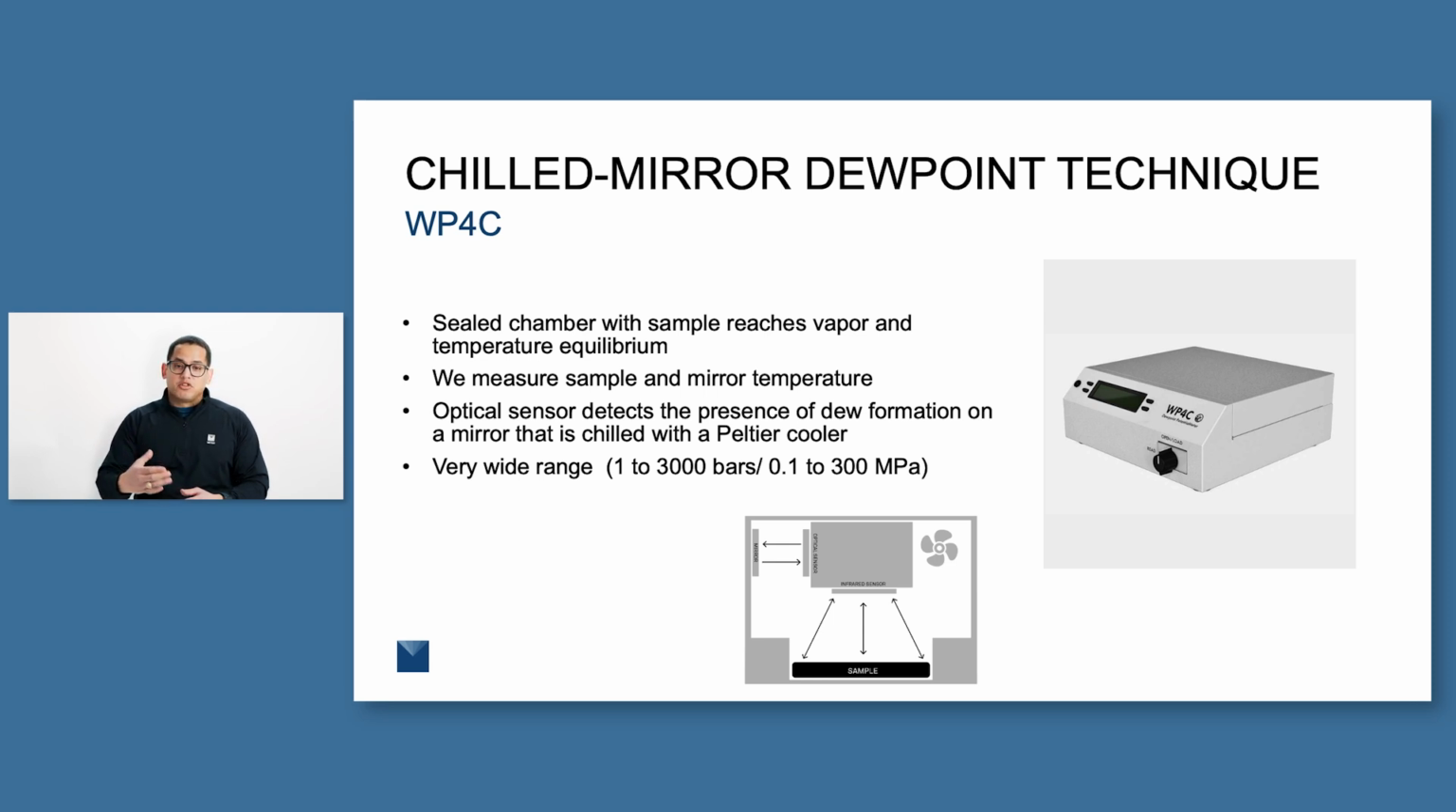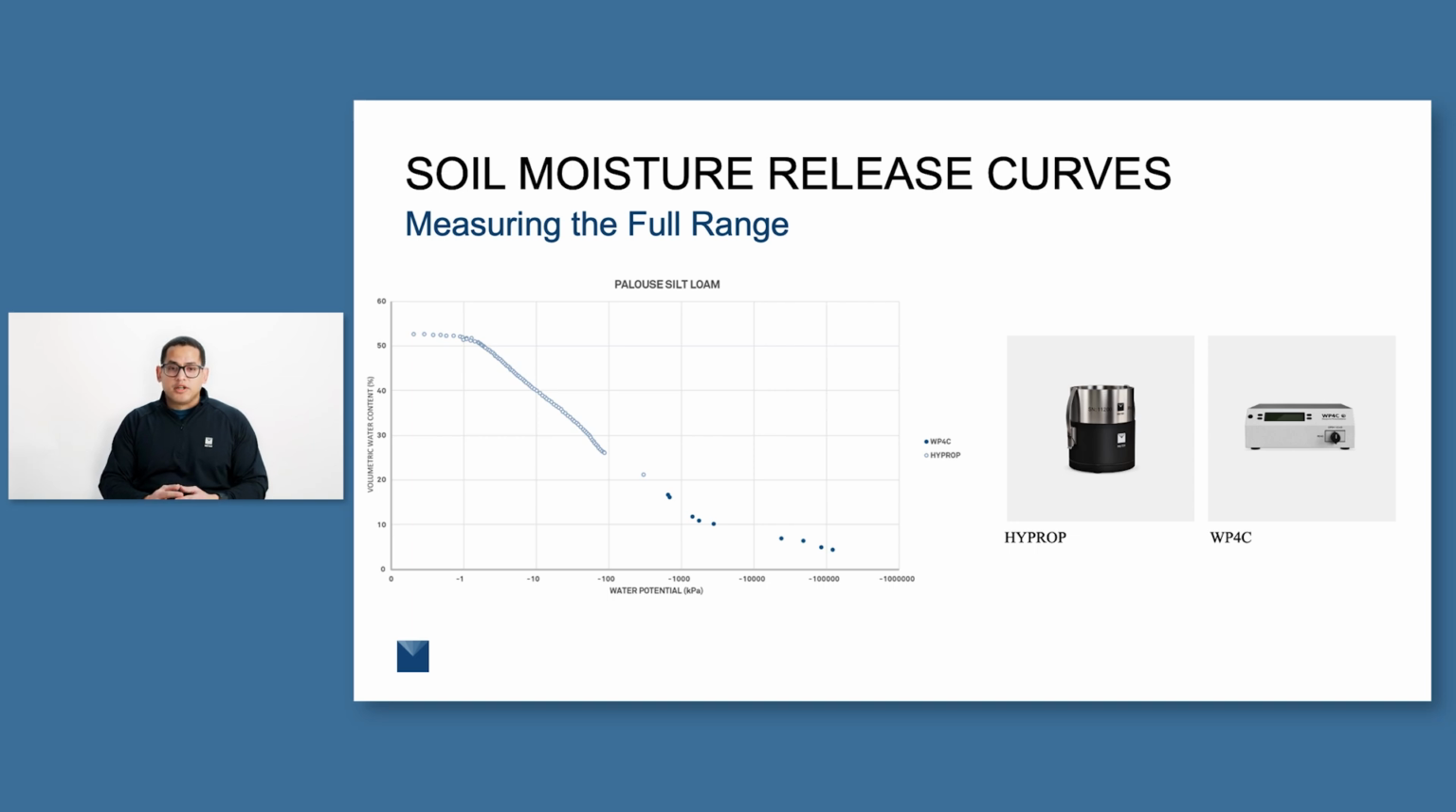What's really nice about this method, which works based on what we call the Kelvin equation to convert that relative humidity measurement to water potential, is that it has a really wide range. It can measure from about 0.1 to 300 megapascals, or about 100 kilopascals down to about 300,000 kilopascals. So really broad range that it can measure. And what's nice is now we can pair the two tools together to get the full soil moisture release curve. Here you can see an example of how we've paired the HYPROP with those data points on the left, along with the WP4C with the data points on the right to generate the full soil moisture release curve, so we can characterize that soil completely with the two instruments together.